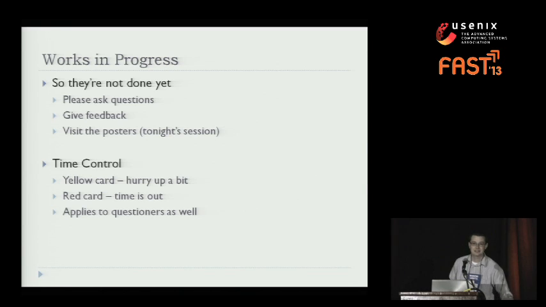Time control, again, because there's a lot of presentation shoved into a relatively short amount of time. There's time control for the audience. Yellow card means the questioner needs to hurry up. We're running out of time. Red card means that I might be asking the staff to cut off your microphone in just a couple seconds. So really do please finish up.